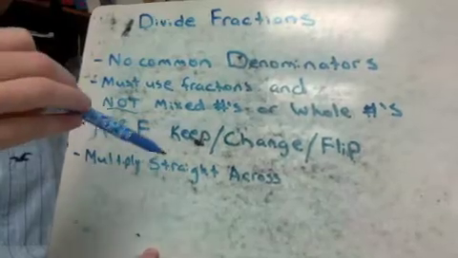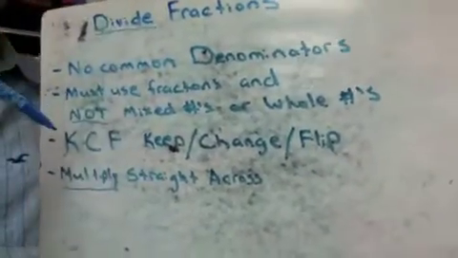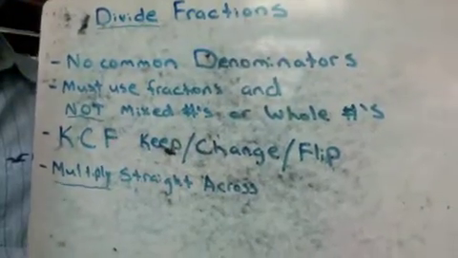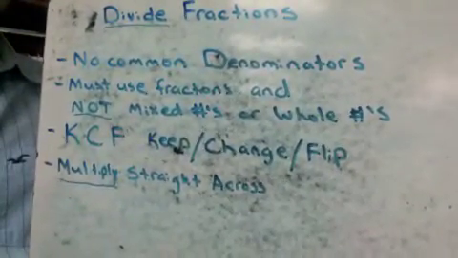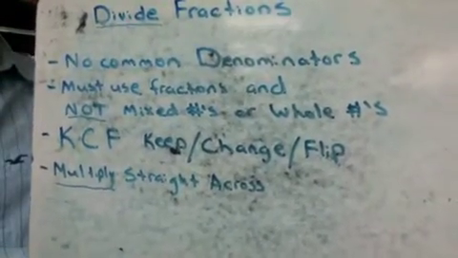And then multiplying straight across. This might be a little confusing since we're talking about dividing, but again, this is something that you'll get in a second with these examples. So make sure that these are things that you get down so you can refer back to them.